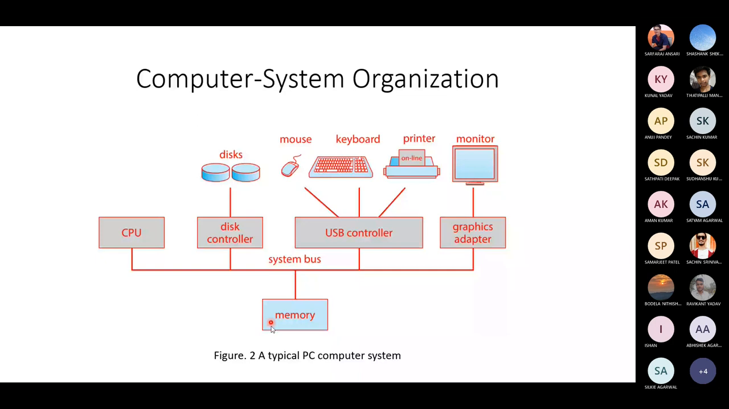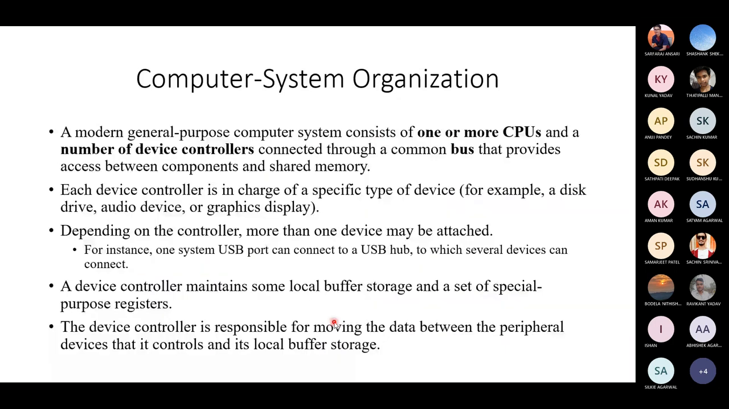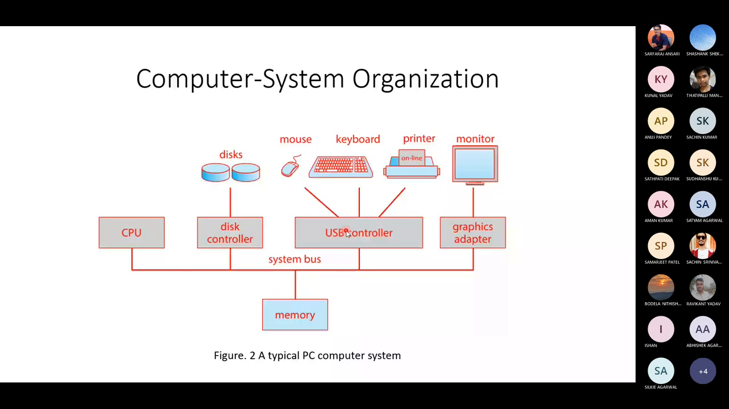You have only one RAM. The size might be different, like 8 GB or 16 GB, but the RAM is common. All these applications have to share the RAM. This is how a computer system organization looks, as we studied. But a modern general purpose computer system may have one or more CPUs and a number of device controllers connected to a common bus. Here you have a USB controller with three connections. These are all different hardware devices connected to memory using a common system bus. A common system bus will help you interconnect all these hardware devices or device controllers.